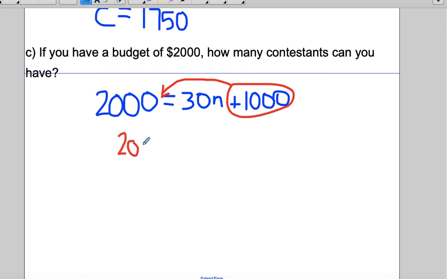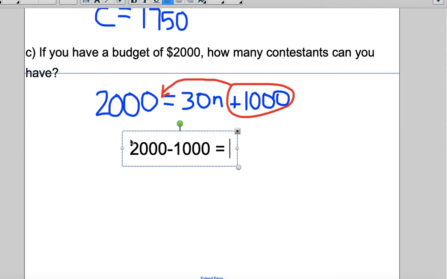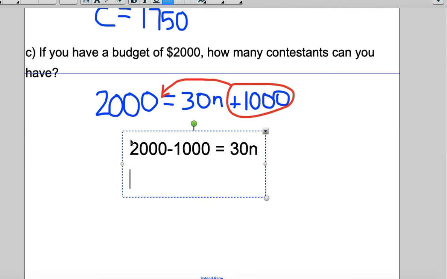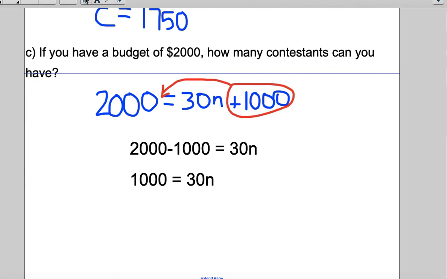So you're going to have 2,000. You know what? I'm going to type this one in. So you're going to have 2,000 minus 1,000, which is equal to 30n. So 2,000 minus 1,000 would give you 1,000, and that would be equal to 30n. So in order to solve the rest of this, we would have to divide out that 30 from both sides to isolate n alone.